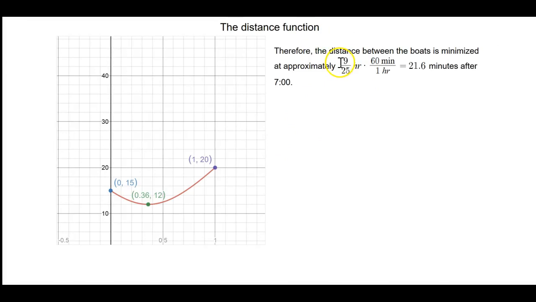So then if I convert 9/25 of an hour to minutes, I get 21.6 minutes after 7 o'clock. The distance between them is minimized. And this is that distance function. And here you can see, this is in t's in hours. Here you can see that minimum value.